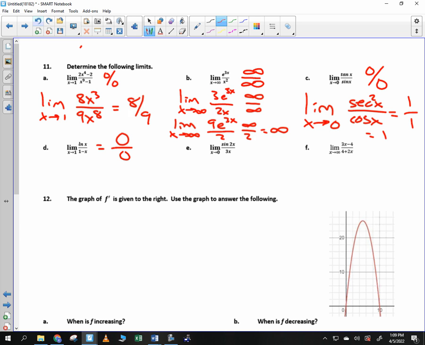Derivative of the top over x divided by -1. Can I plug in 1 now? What do you get? -1.